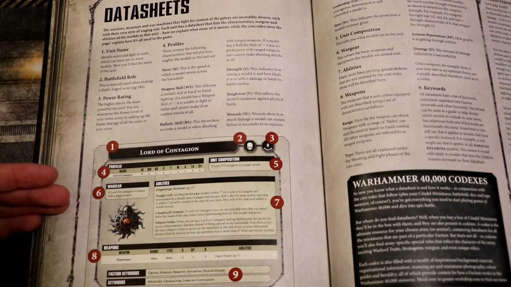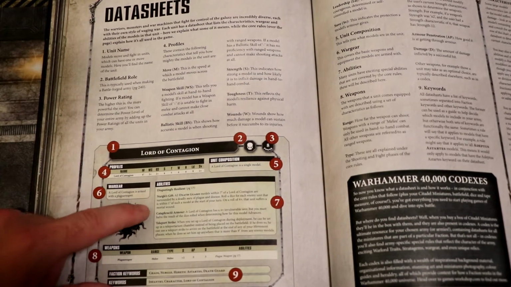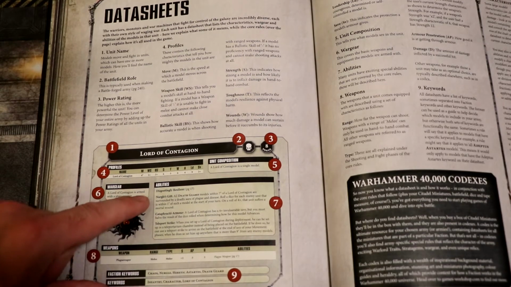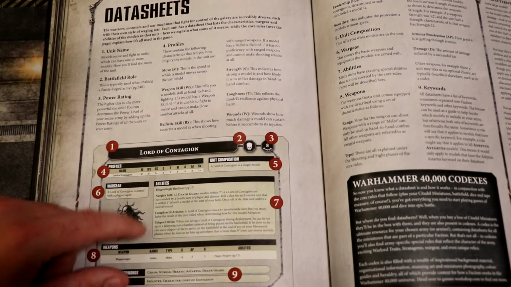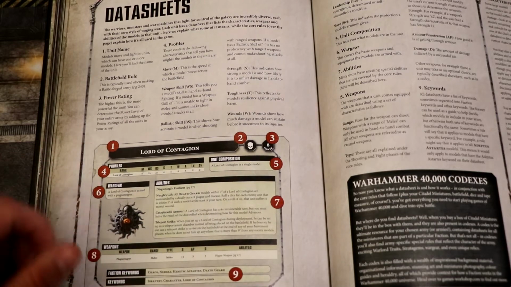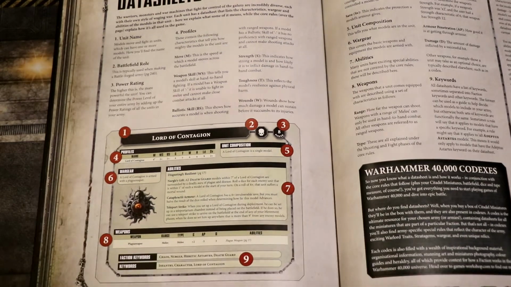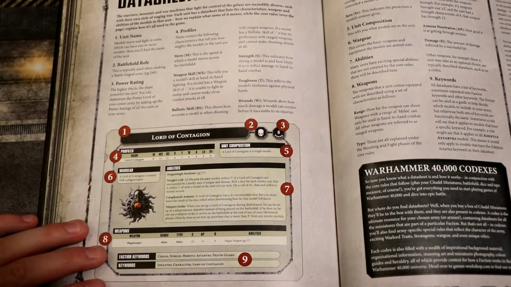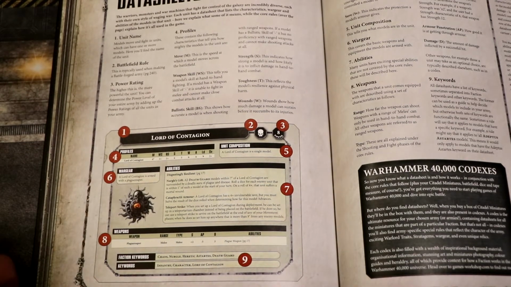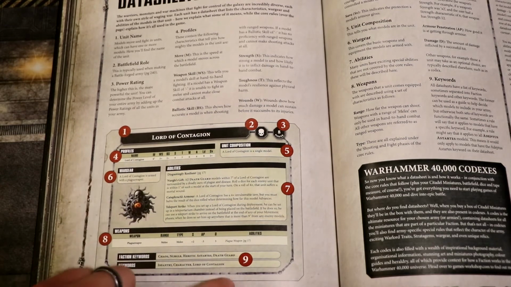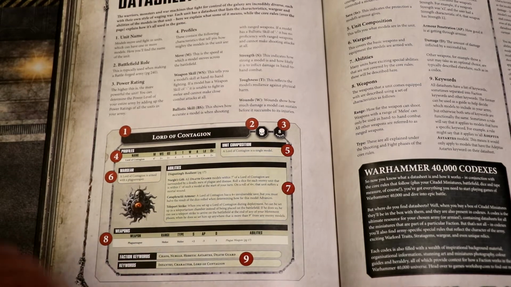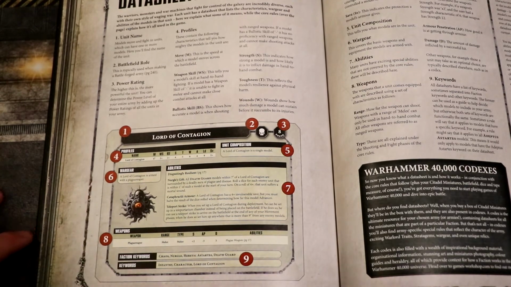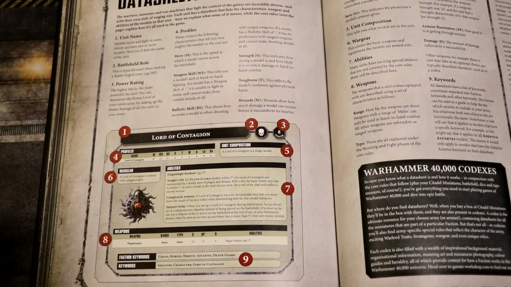And this is the character's abilities. So these are abilities that are unique to the Lord of Contagion. He has a few abilities here. Of course, I'm not going to spend time reading through all of them, but these are things that make the character unique. And lastly here, with 9, are our keywords. These are keywords that are specific to the Lord of Contagion, but other models might have similar keywords. The purpose of having keywords is that you might have benefits that say they're associated with a specific keyword.